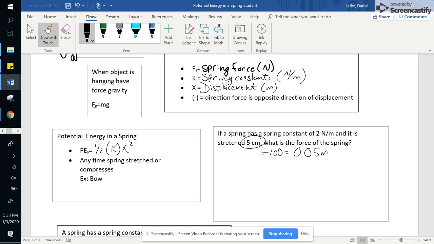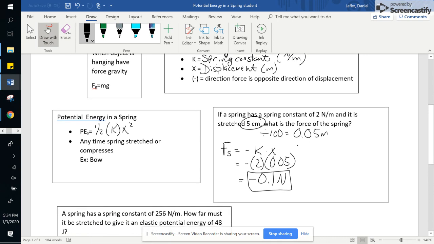Then we just need to plug into our formula. So we're finding the force. So F of S equals negative K times X. So negative 2 times 0.05, which is going to give us negative 0.1 newtons of force. So it's a small amount of force because we have a very small amount of distance there.